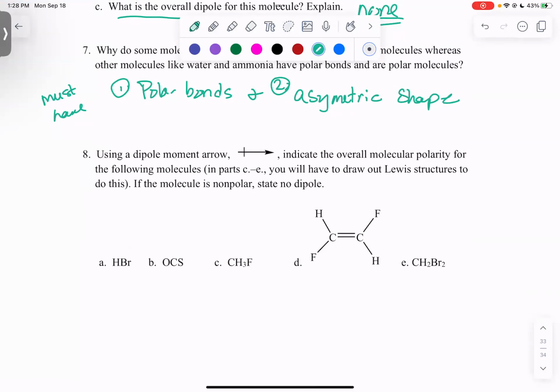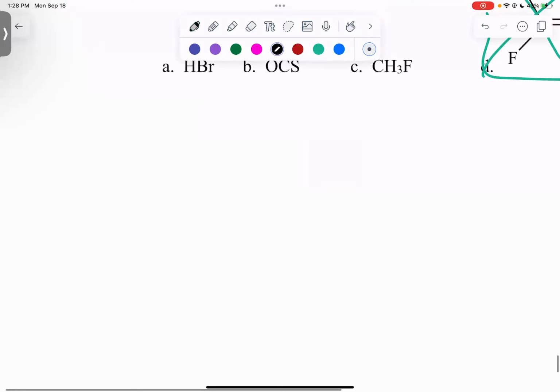So using a dipole moment, indicate the overall molecular polarity, and then tell if it's polar or nonpolar. We're not going to do D. D is a little tricky, and I'm not going to do that to y'all. So let's just come down and let's do the other ones.